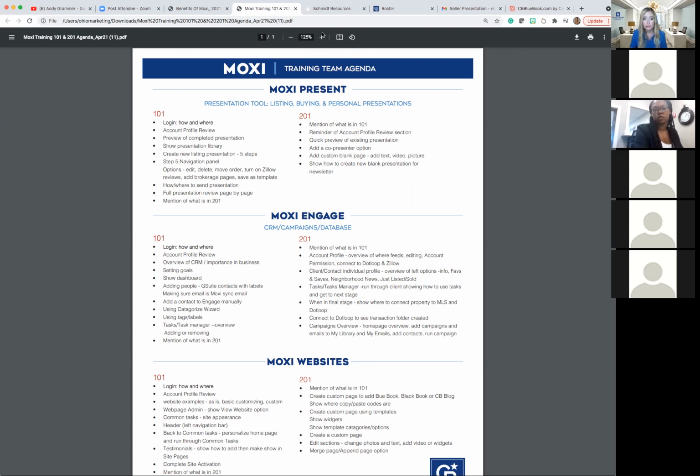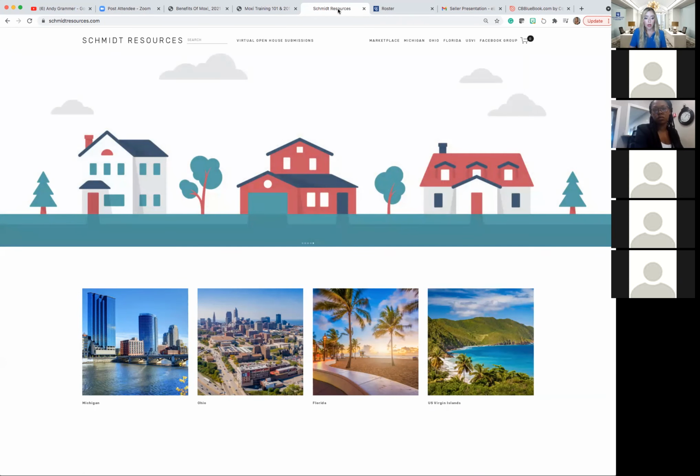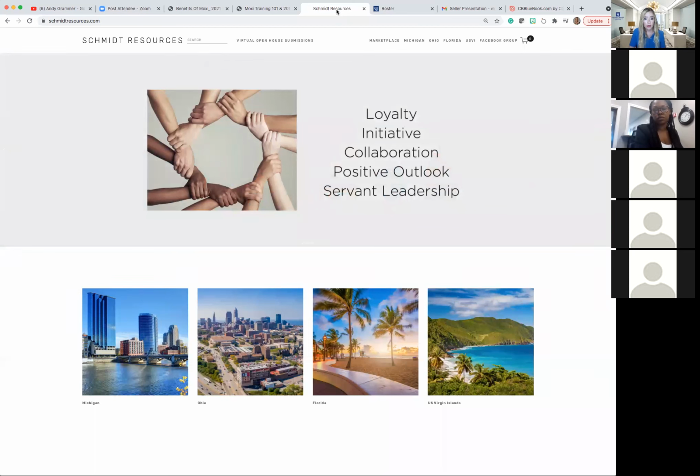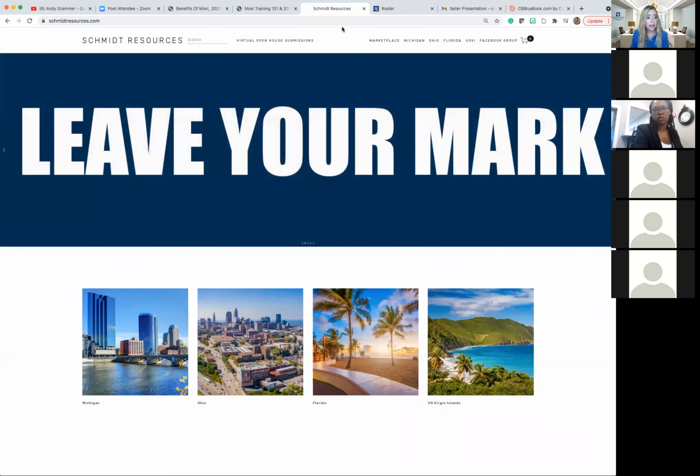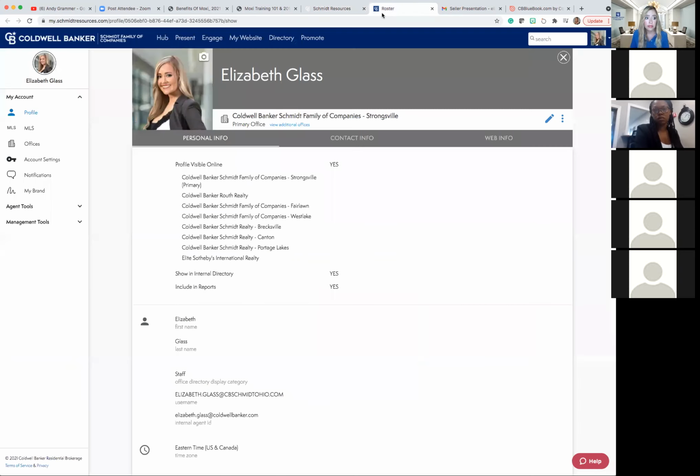We're going to go ahead for today's purposes. I'm going to show you the beginning standpoint of how to get into Moxi, to log into any of the Moxi platforms that we have. We have 2 ways to get into Moxi. The first is if you go directly to my.schmidtresources.com. Again, that's my.schmidtresources.com. That is a direct login to Moxi, which will take you into our platform with all of our tools in it.